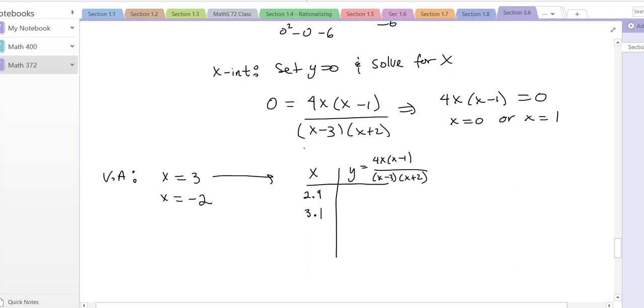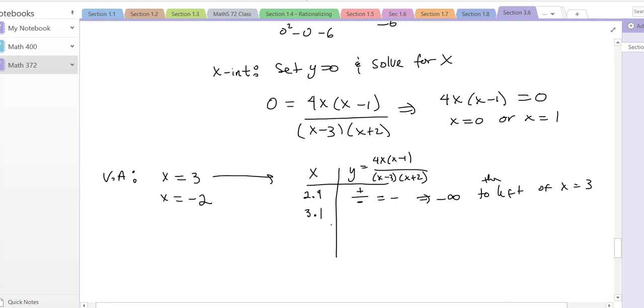We already did this in the previous video, but if you play it again, notice that you're going to have 4 times 2.9 times (2.9 minus 1), which is positive. So the whole numerator is positive, divided by 2.9 minus 3, that's negative, and 2.9 plus 2, that's positive. Negative times a positive is negative, so you're dividing a positive by a negative, so it's going to be negative. So to the left of x equals 3, we're going to negative infinity.